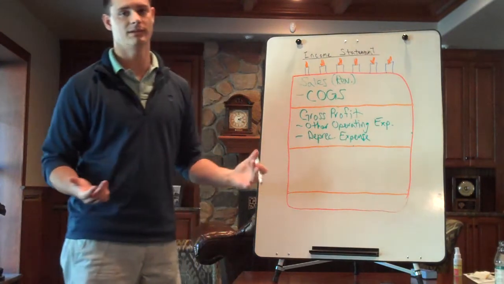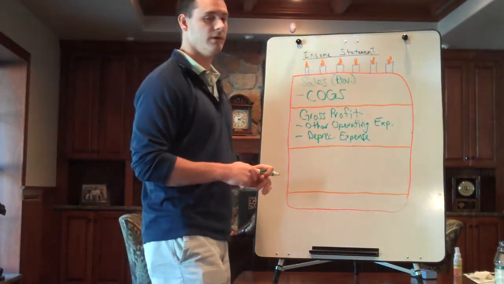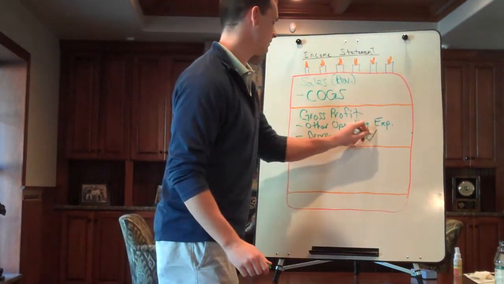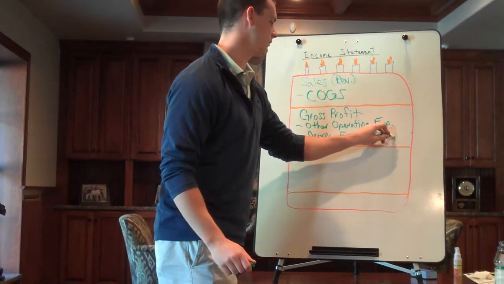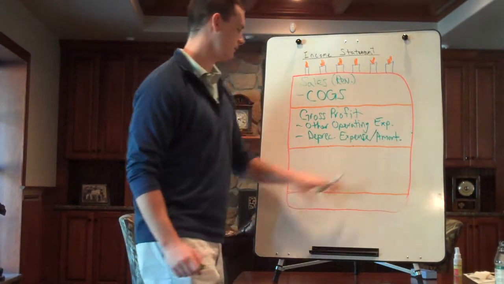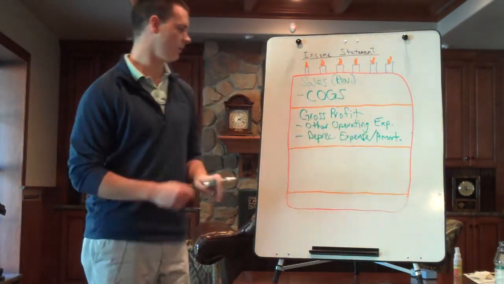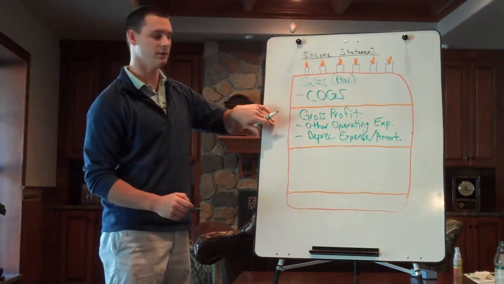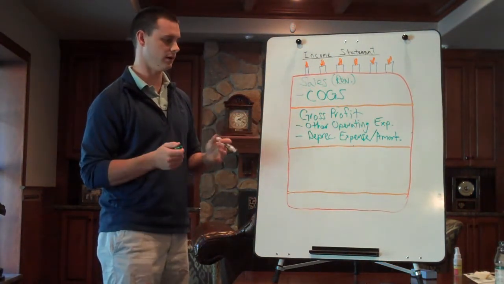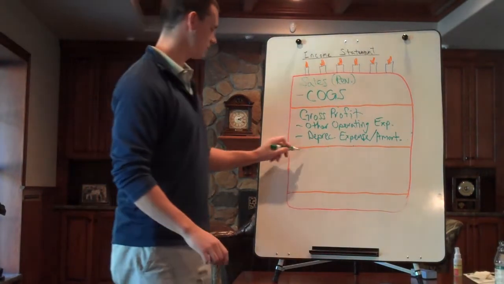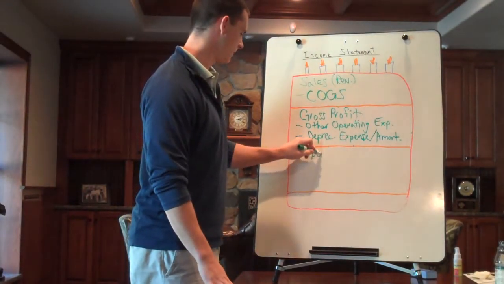Nike also probably has some intangible assets as well, so we know that that's going to be amortization expense. So I'm going to put that on the side as well. Okay, so we have depreciation and amort. So we take gross profit minus our operating expenses, minus our depreciation or amortization expense, and that's going to give us what's called operating income.